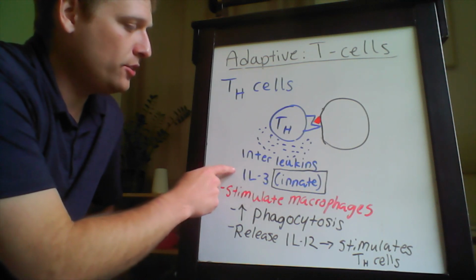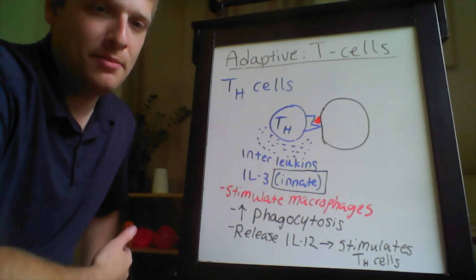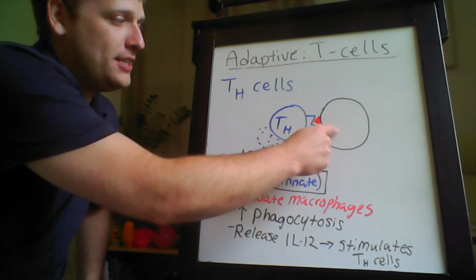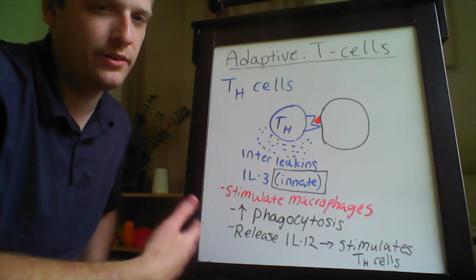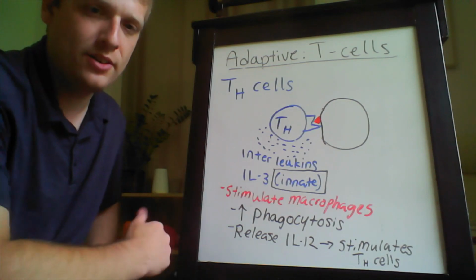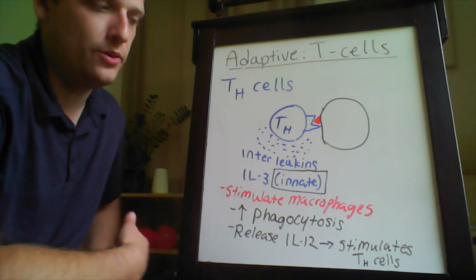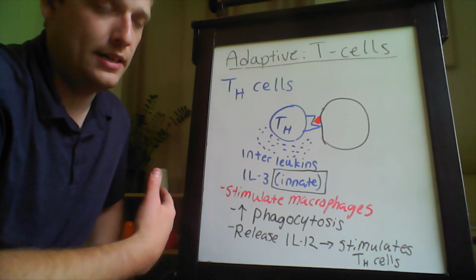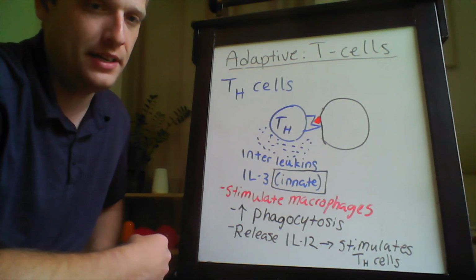So one of these interleukins, called interleukin 3 or IL-3, is going to stimulate macrophages. So this is a macrophage that's an APC. Let's say there's other macrophages out here that are phagocytes that are going around taking care of an infection. So the helper T cell stimulates them by increasing the rate of phagocytosis. So it's going to make these macrophages more likely or more efficient phagocytes. So just increasing their activity.